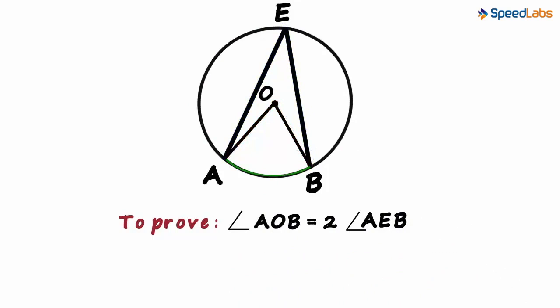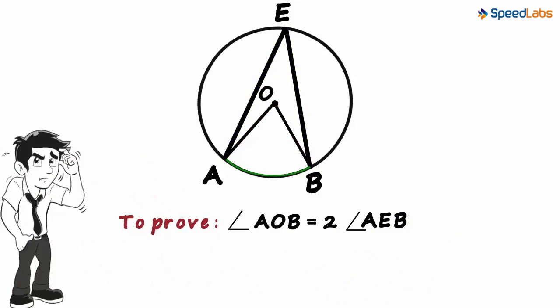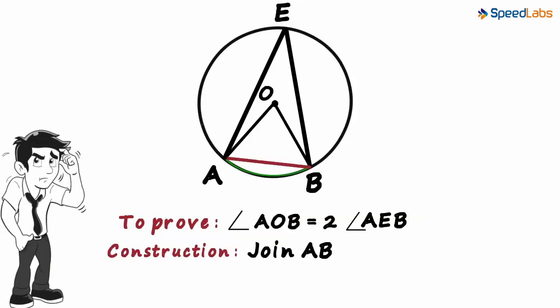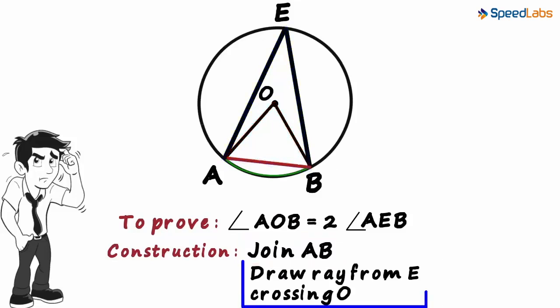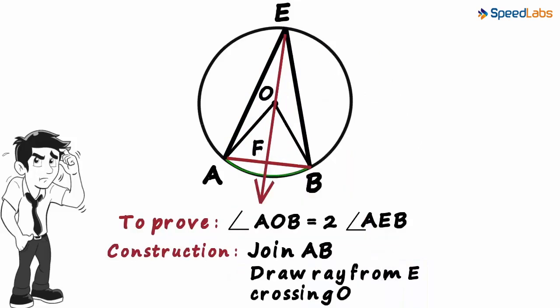Look at the figure we have with us. How do you think we should proceed? You're right. We do not have any information with which we can proceed towards the proof. So we have to do a bit of construction. First, we need to join points A and B to form chord AB. One way in which this construction helps us is that it gives us two triangles. Next, we draw a ray from point E crossing point O, and let's assume it meets chord AB at point F. So we draw a ray like this and name this point F.